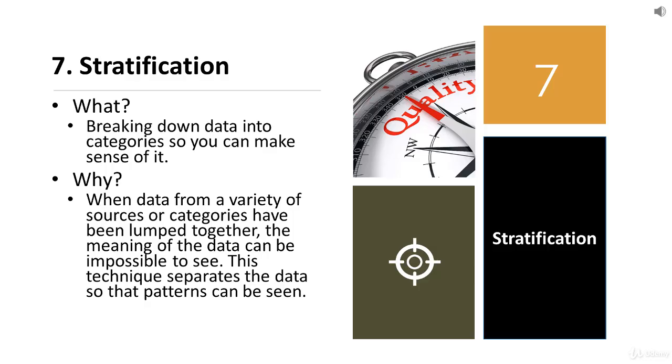When data is coming from multiple sources, multiple categories, multiple suppliers, multiple machines, you don't look at that as joint data. You might have to break it down separately so that you can look at each supplier separately, and each machine separately, rather than looking at the combined data.